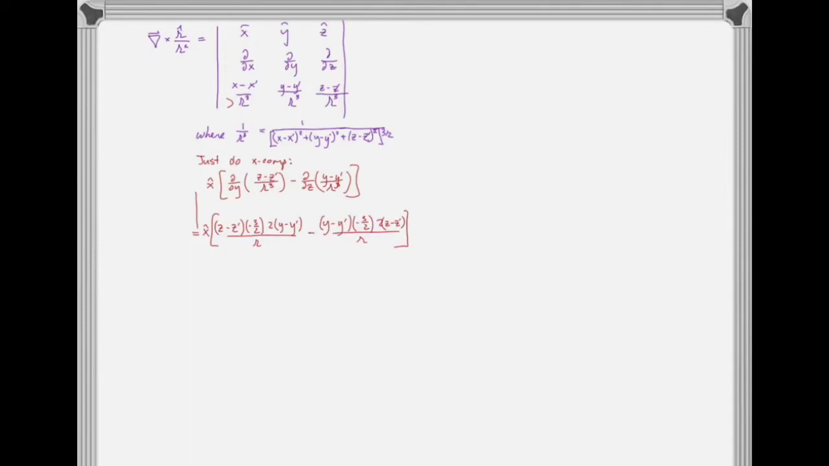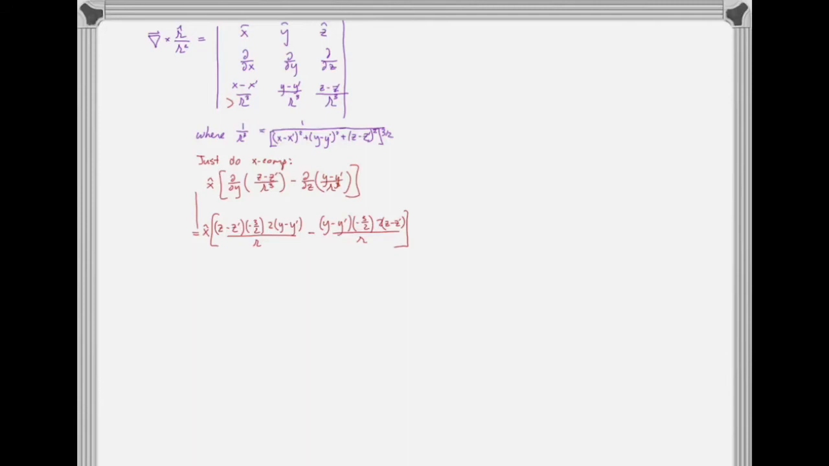And that's where I get the partial y of z minus z prime over r cubed, minus partial z of y minus y prime over r cubed. So the fact that you have the partial y, but then you have the z primes already there, and then you have the partial z, but you have the y primes already there, is the symmetry that's going to make everything cancel out and go to 0.